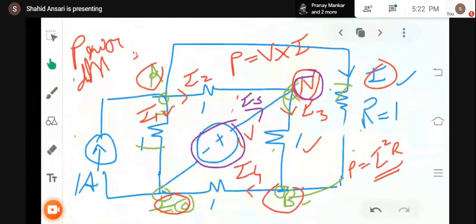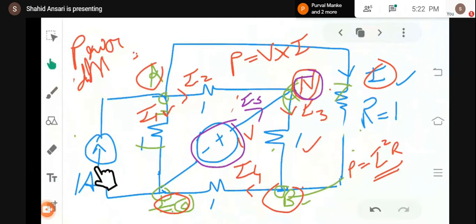Are you able to see the screen? Yes, sir. Okay. Can I consider that the voltage across this 1 ampere source will be the same as the voltage across this 1 ohm? Is it okay? The voltage across this 1 ampere source will be the same as the voltage across this 1 ohm branch as they are connected in parallel. Yes, sir. So I can simply find the voltage across this. How can I find it? We know the current I1 and we know the resistance. So I1 into 1 will be the voltage across this.